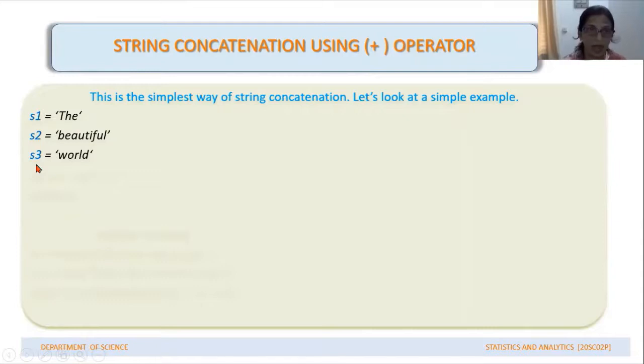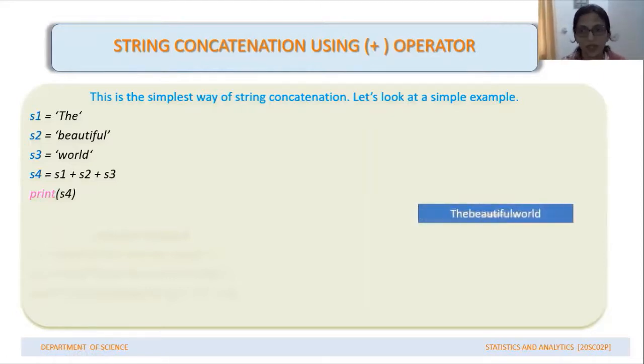Now I'm going to add these strings, or join these strings, using plus. I'm going to join S1, S2, S3 using plus, and I'm going to store the answer in variable S4. So the three strings will be added and the answer will be stored in S4. Now I'm going to print this answer. The answer I get will be displayed in this way.